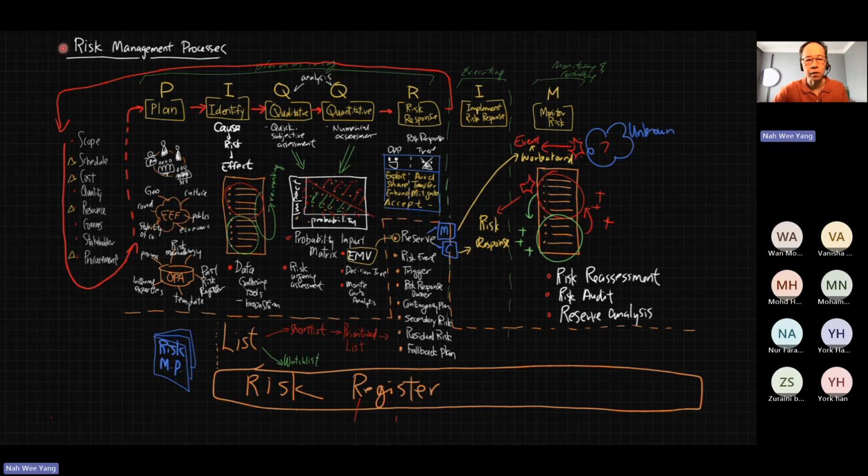Now, for us to understand this risk management process, remember the PICRIM, PIQQRIM: PIQ, and there are two Q, QQRIM. These are 1, 2, 3, 4, 5, 6, 7 processes for risk management across planning, executing, and then monitoring and control.